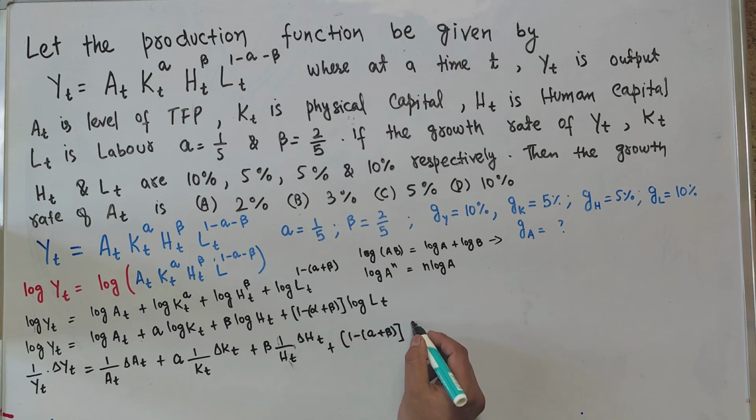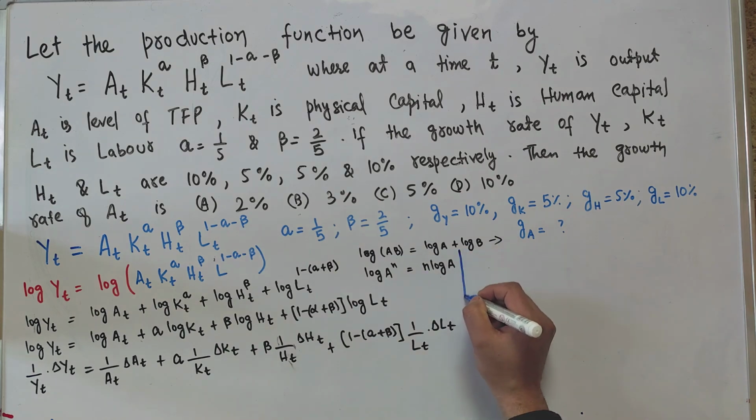Derivative of lt will be 1 upon lt times del lt. Okay, so let us rewrite it here. Let me see if I have the space here. I don't have the space, so let's write it here.